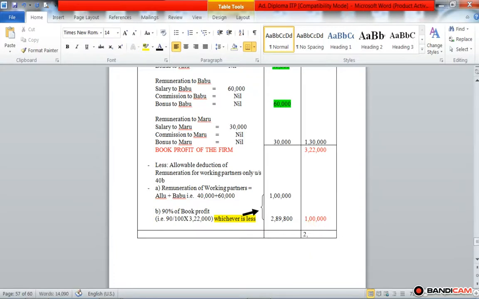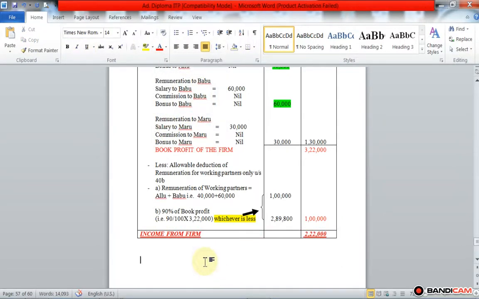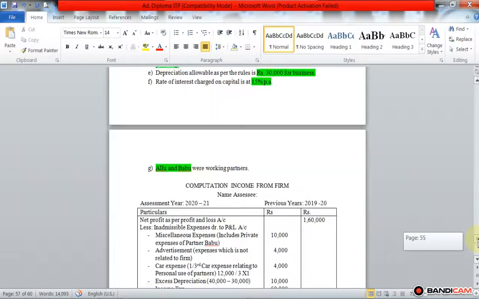3,22,000. We get 2,22,000, and that amount is called income from firm, or total income from firm. Got it? So amounted to rupees 2,22,000. So here we solved the last practical problem on computation of income from firm.